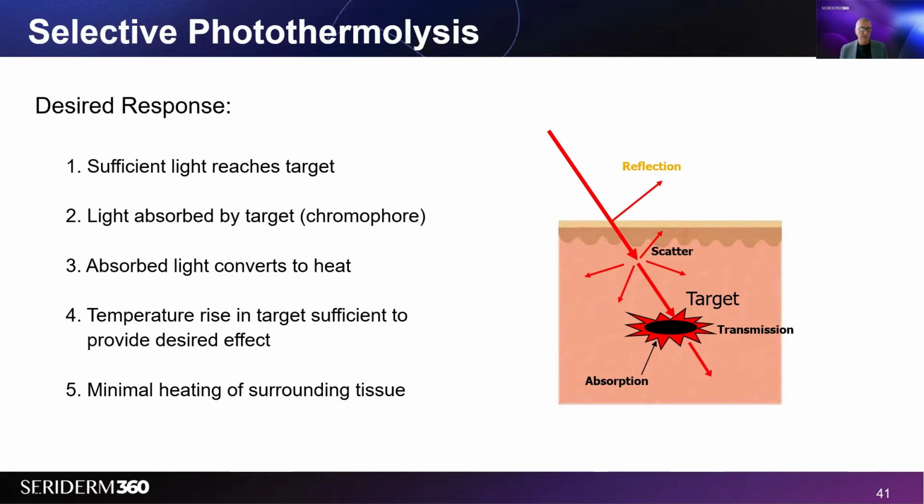So we need sufficient light to reach the target. The light gets absorbed by the target, which we refer to as a chromophore. The absorbed light converts to heat, and that temperature rise is then sufficient to provide the desired effect. Generally for hair removal, we look at raising the temperature 75 degrees. It would be the same for blood vessels. So we get that temperature rise, and then we have to keep it there long enough to create the clinical effect. Now, if we get the parameters right, we can, as we said, maximize the clinical effect and minimize the risk of side effects.